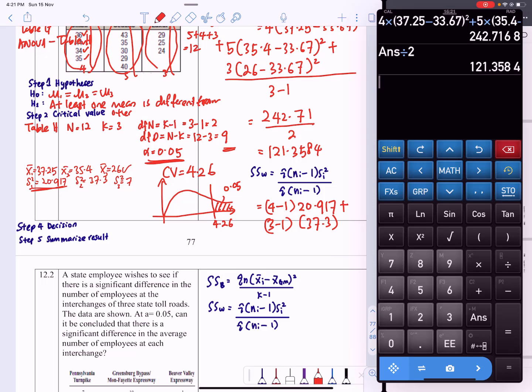Perlu square tak? Tak perlu, sebab yang ni dah variance ya. Kalau dia bagi standard deviation, you need to square so that you have the variance. Okay, jadi be careful lah. The data it give you, what it give you. 3 minus 1, sorry, indeed this one is 5. This one is 5. This one is 3, and then the final one is 7. Okay, and then divide by 4 minus 1, 5 minus 1, 3 minus 1.